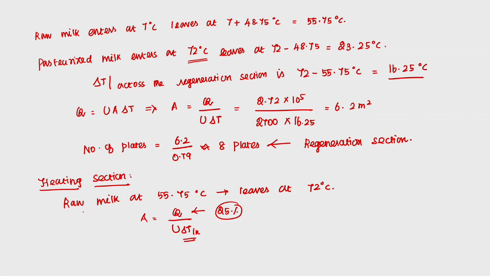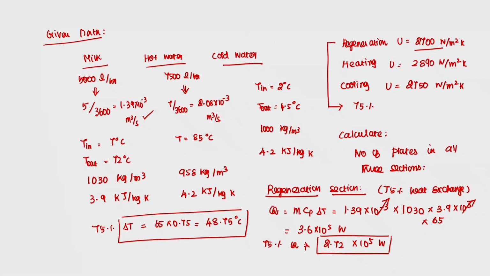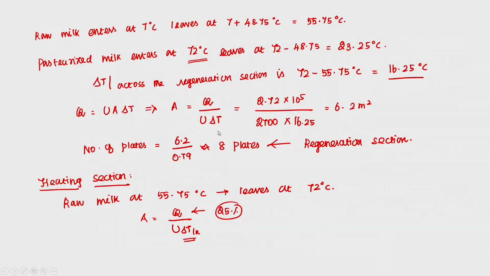But I know in the heating section raw milk enters at 55.75 and leaves at 72, but if you see the problem, on the hot water side you are given only the entering temperature, but I do not know what is the leaving temperature of the hot water in the heating section. So, I would be calculating here the delta T of hot water.